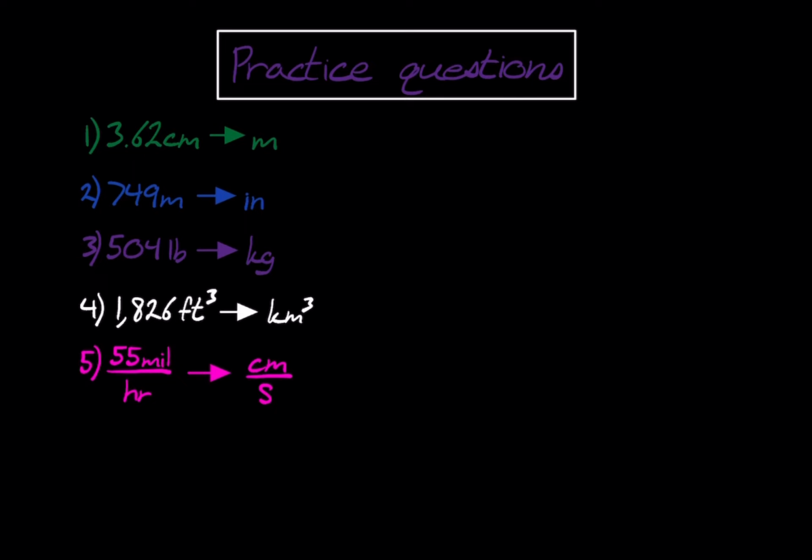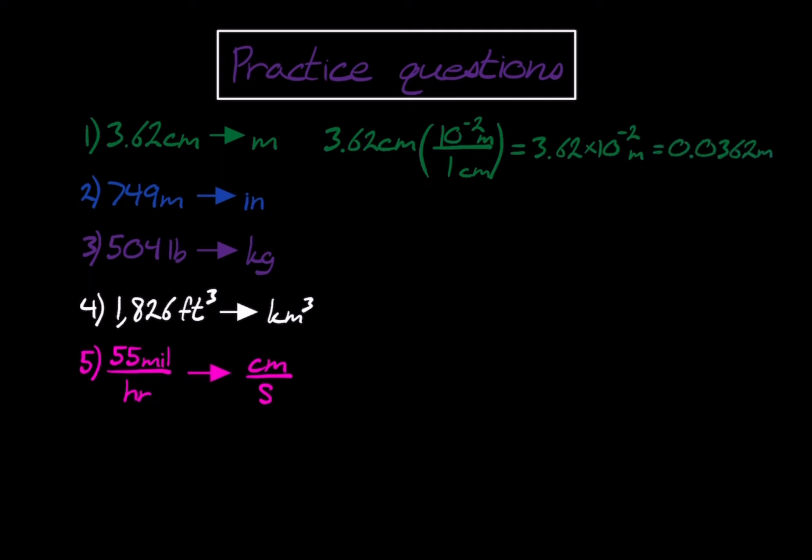For number 1, your equation should look like this: 3.62 centimeters, open parentheses, 10 to the power of negative 2 meters on top, divided by 1 centimeter on bottom, close parentheses, which plugged into the calculator is 3.62 times 10 to the power of negative 2, which equals 0.0362 meters. One last thing to note. Some professors may require you to give your answer in scientific notation, which for this answer would be 3.62 times 10 to the power of negative 2 meters.